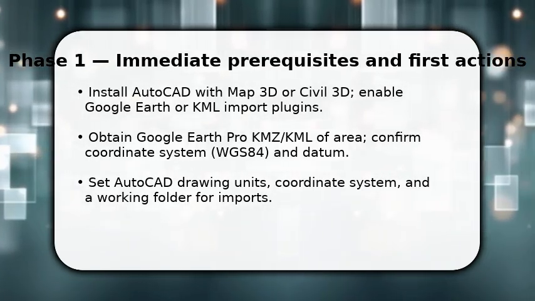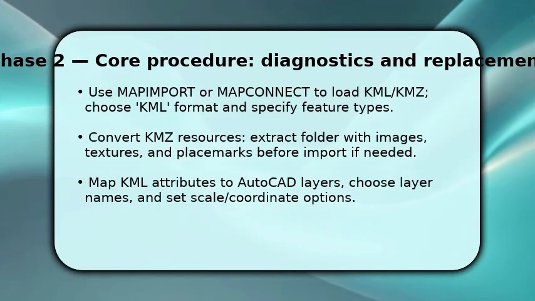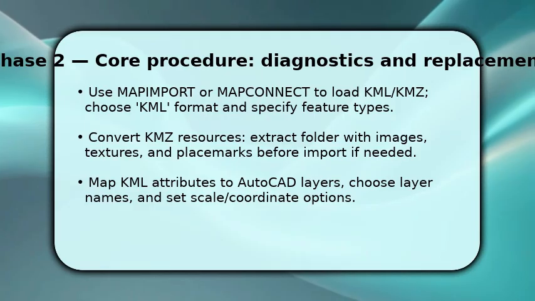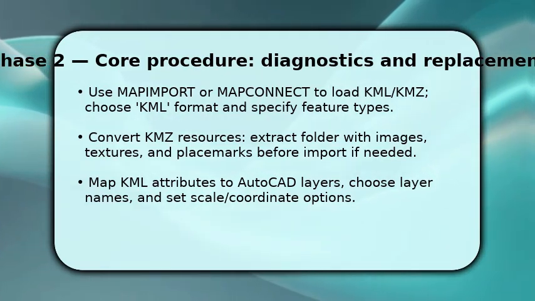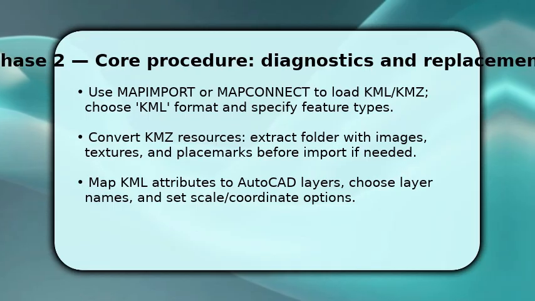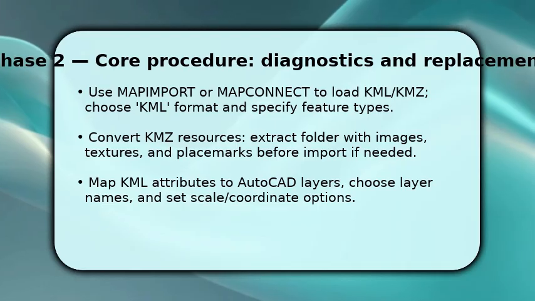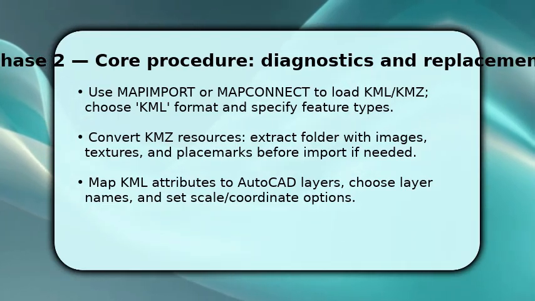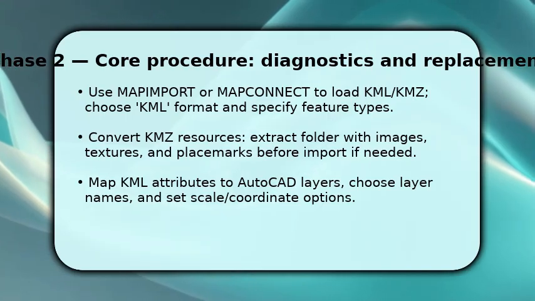Next, import the KML. Run MAPIMPORT or MAPCONNECT and select KML/KMZ as the format. Pick the file and target drawing. If you have KMZ, unzip it first to access embedded images. AutoCAD struggles with zipped resources. During import, map KML feature types to layers and assign sensible layer names. This preserves placemarks, paths, and polygons.